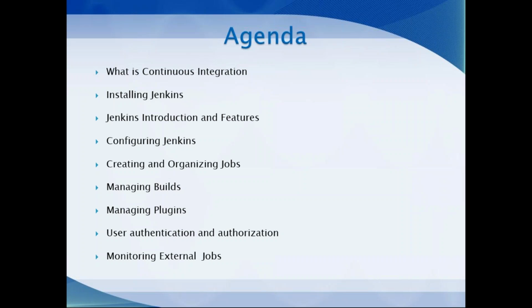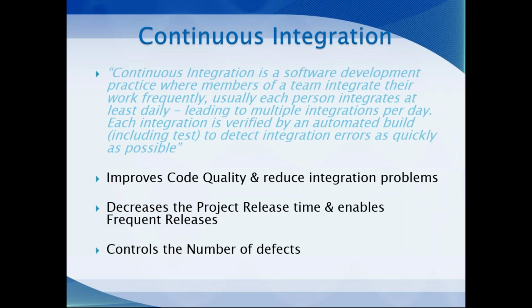Plugins are very important in Jenkins because in order to do any task, you need to have a plugin. There are more than 500 plugins available for various applications, so that you can simply install the plugins and use them to integrate the particular application. I'll explain how it works. And user authentication and authorization, where you can create users and integrate your existing Active Directory or LDAP with Jenkins, and monitoring external jobs. Okay, we will see that.